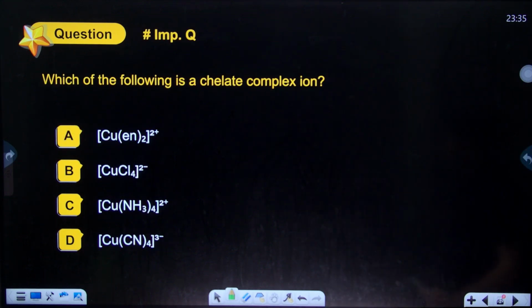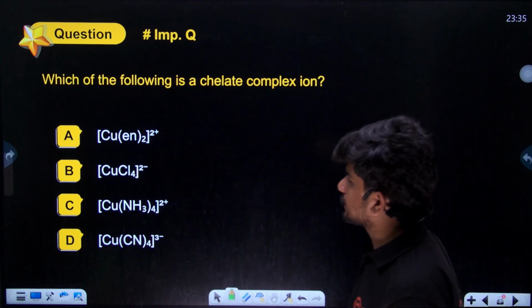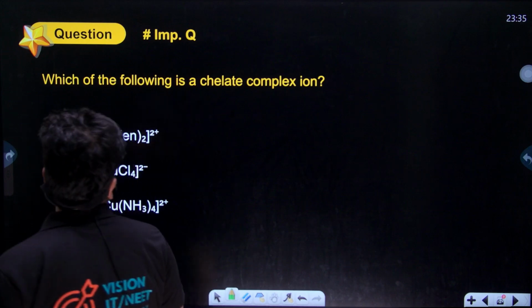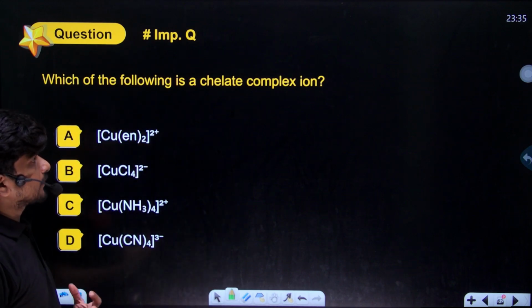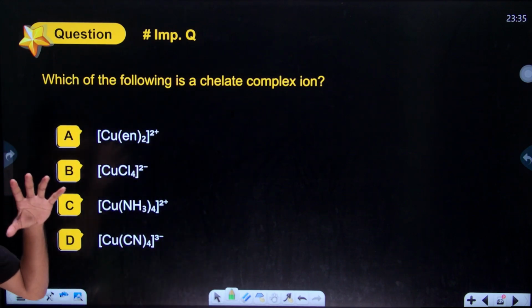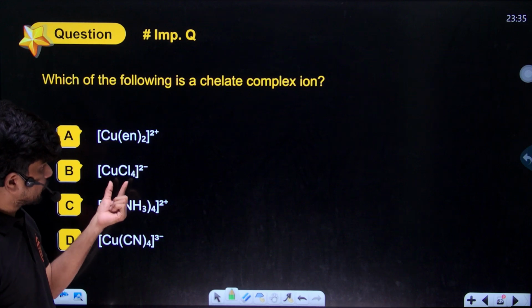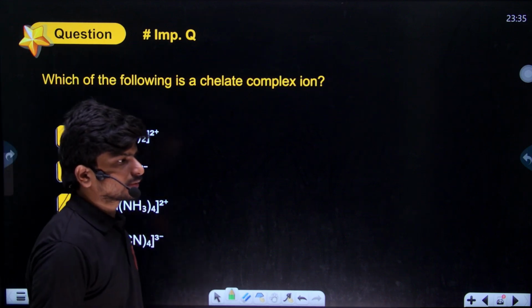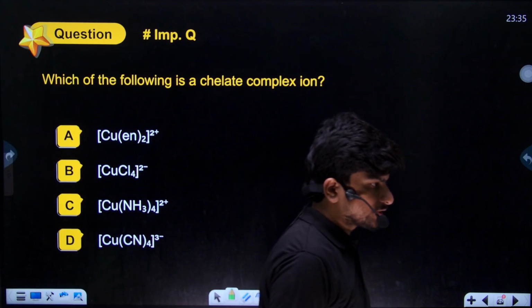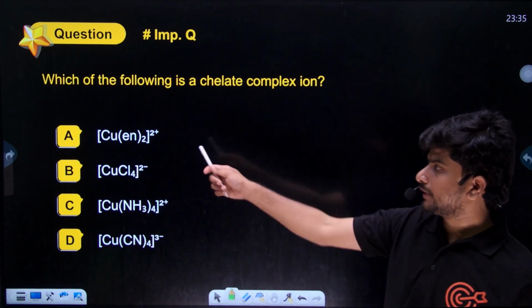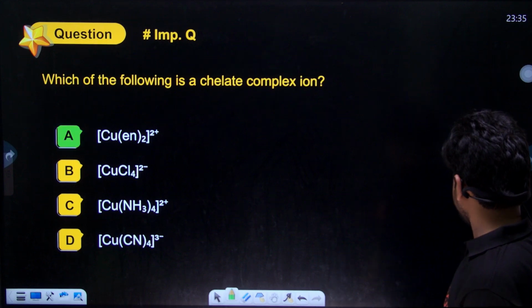Next, which of the following is a chelate complex ion? So when you talk about chelate complex ion, you need to think again about ring structures. So these are monodentate, these are monodentate, these are monodentate. Only A is chelating, which has en in it, ethylene diamine.